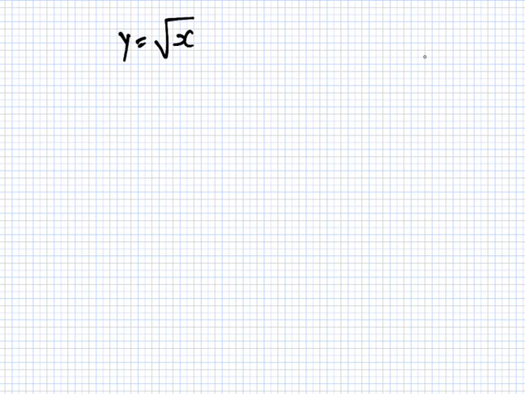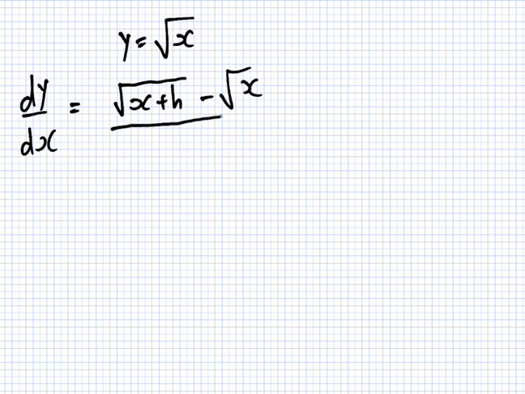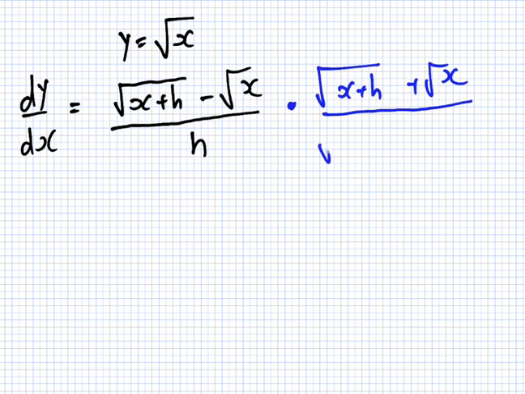Okay. Now here we have dy/dx equals, so we know the rule, square root of x plus h minus square root of x, all over h. Now, what we need to do to try and simplify it is to multiply the top and the bottom by the conjugate. So I'll multiply the top by root x plus h plus root x, and multiply the bottom by root x plus h plus root x.